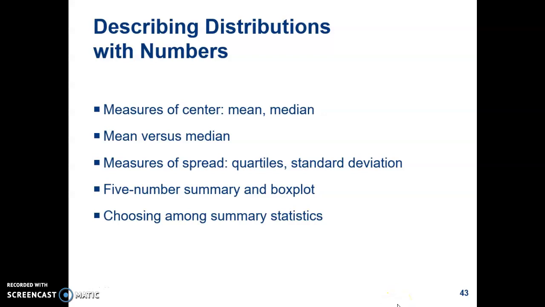Okay, we're going to look at some distributions and some numbers associated with it, such as measures of center, the mean and the median, which you should know by now. The mean versus the median: see how they differ a little bit when you do distributions and which is better in which cases. Measures of spread, we've already looked at quartiles and a little bit of standard deviation. And then we're going to get into a 5-number summary and the box plot, and choose among these summary statistics.